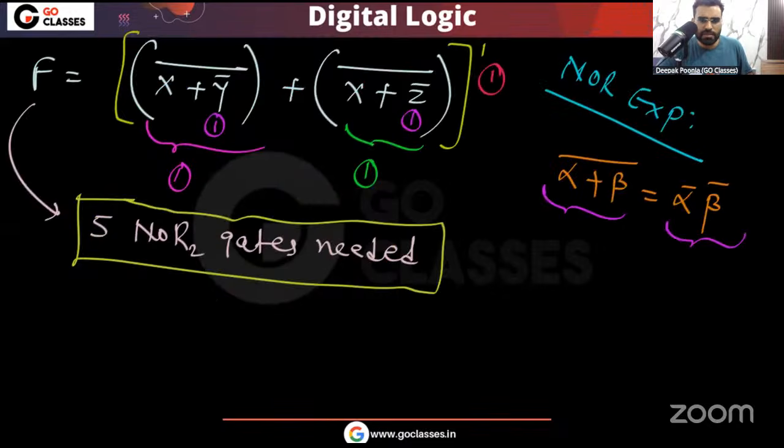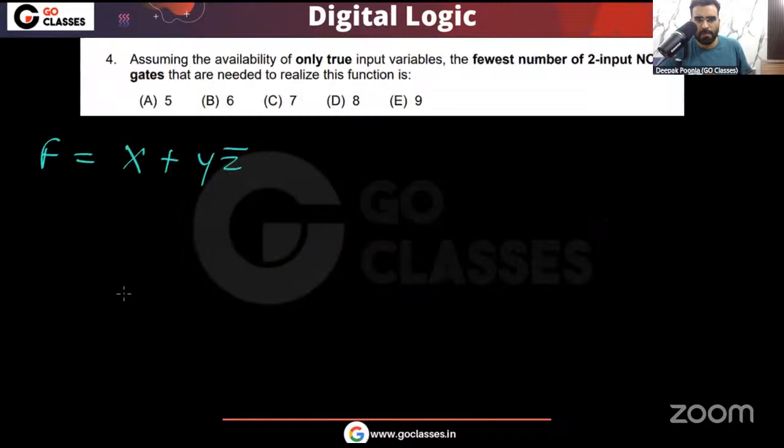But here something smart actually you can do. What is something smart that you can do? Our expression, our f is equal to X or Y bar Z bar, right?